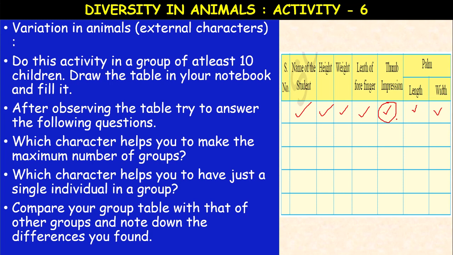It is not the same. The height may be similar, similar height will be there for most of you, and weight also to some extent, and the length and width of the palm and thumb impression will show some variation. So compare your group table with that of the other group. Other 10 members are there, no? And note down the differences you found. Okay, children?